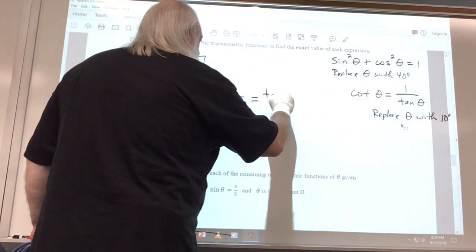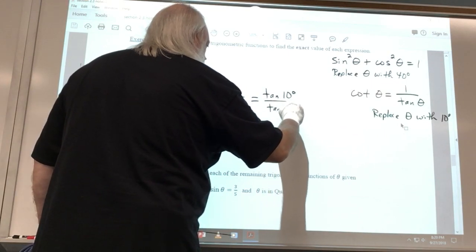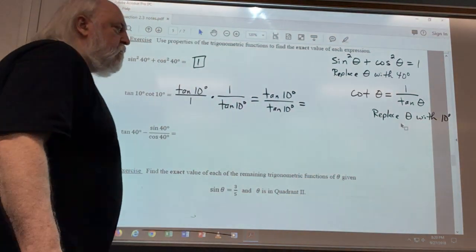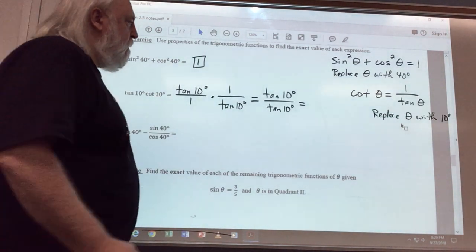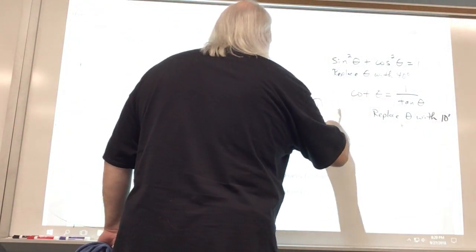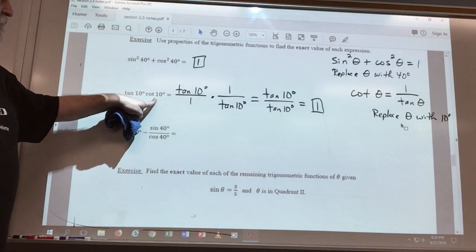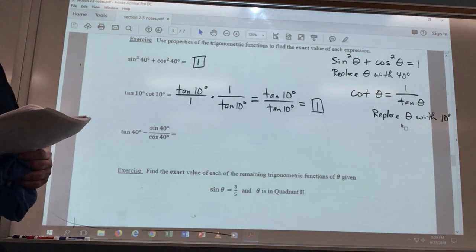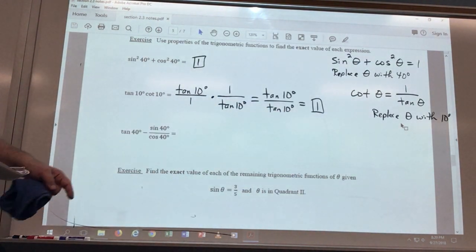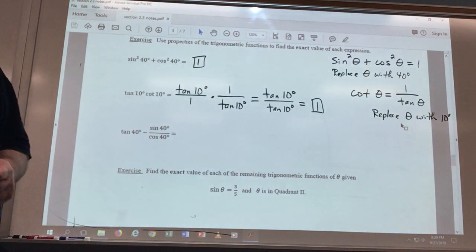and we have tangent 10 degrees over tangent 10 degrees. Well, any non-zero number divided by itself is equal to what? 1. So this is just equal to 1. So tangent 10 degrees times cotangent 10 degrees turns out to be just equal to 1. And we found that by replacing cotangent 10 degrees with 1 over tangent 10 degrees.